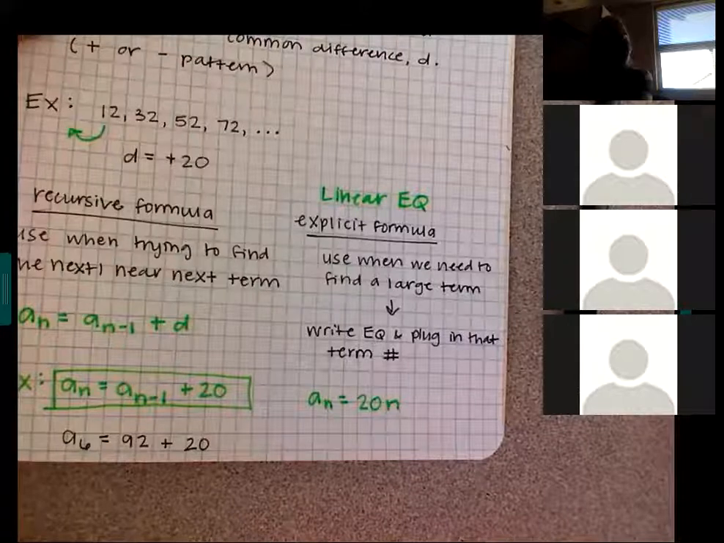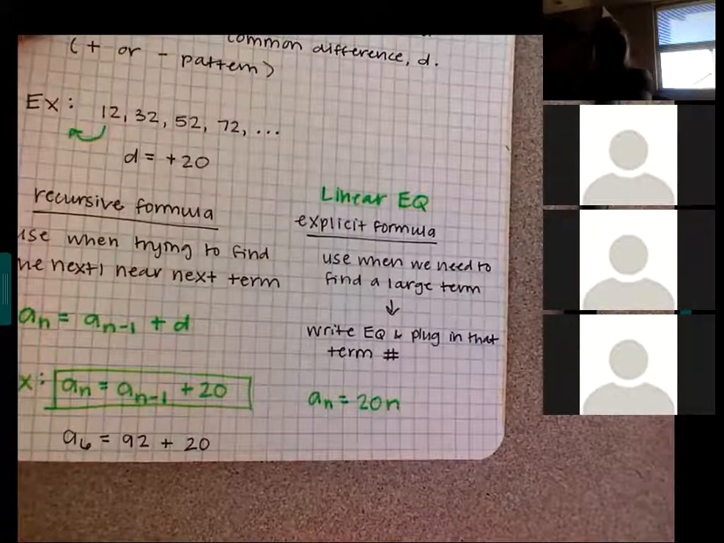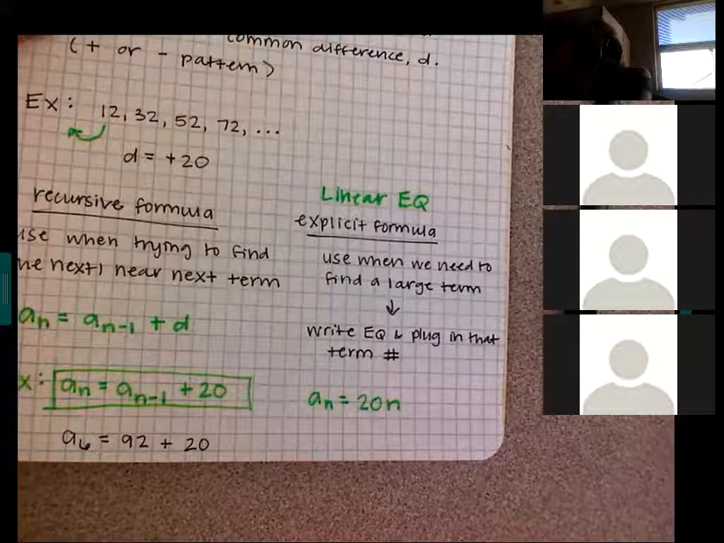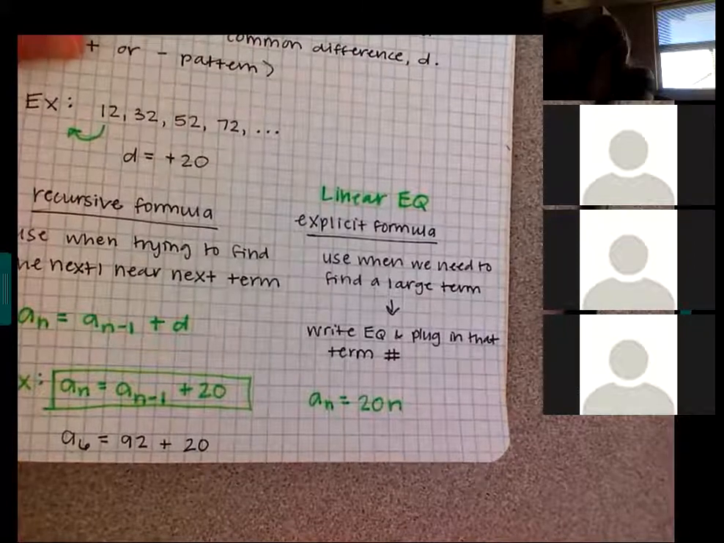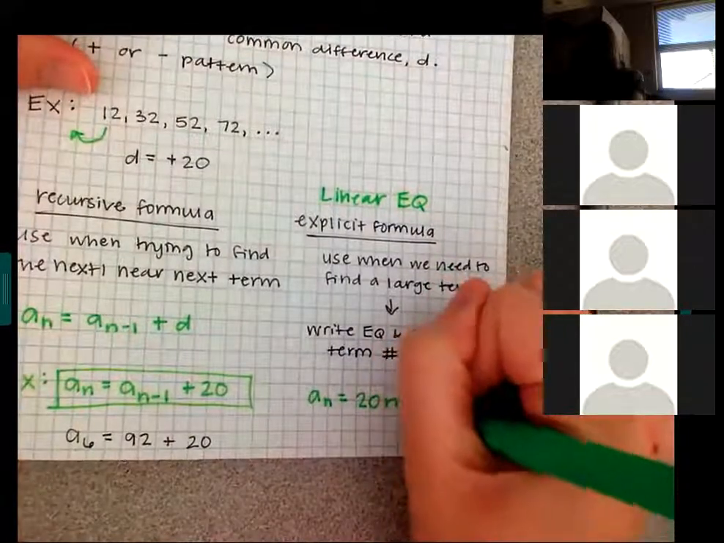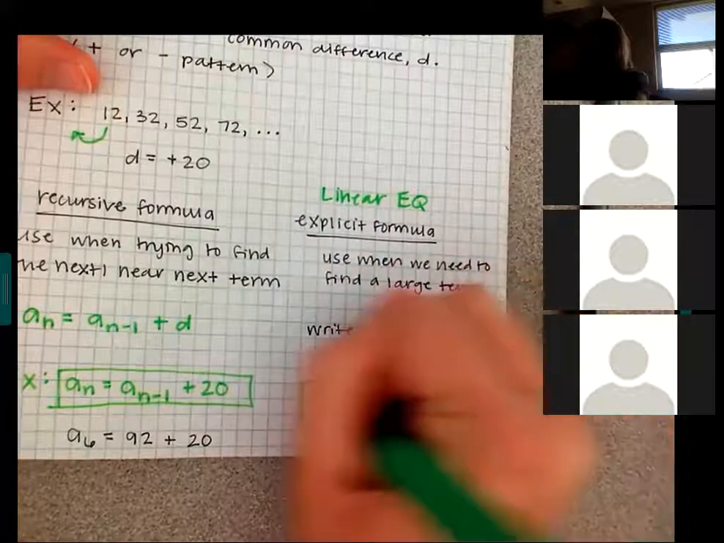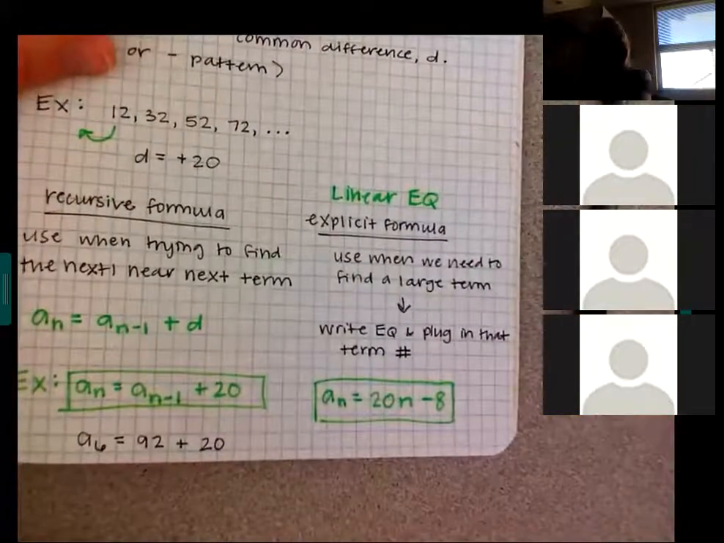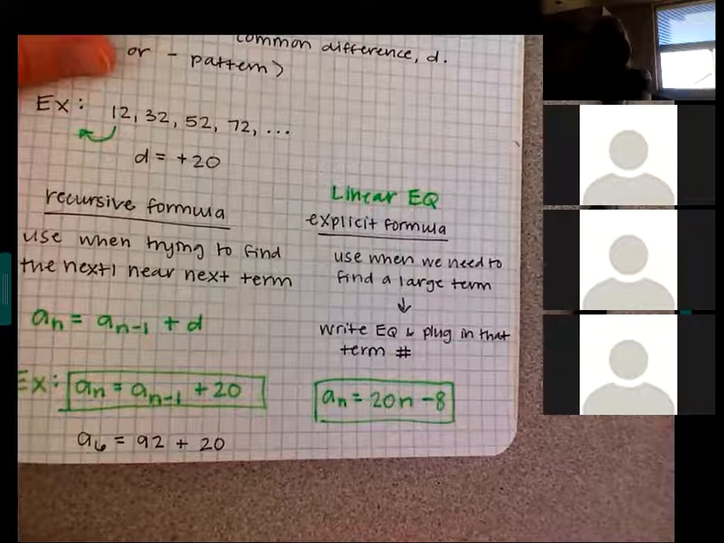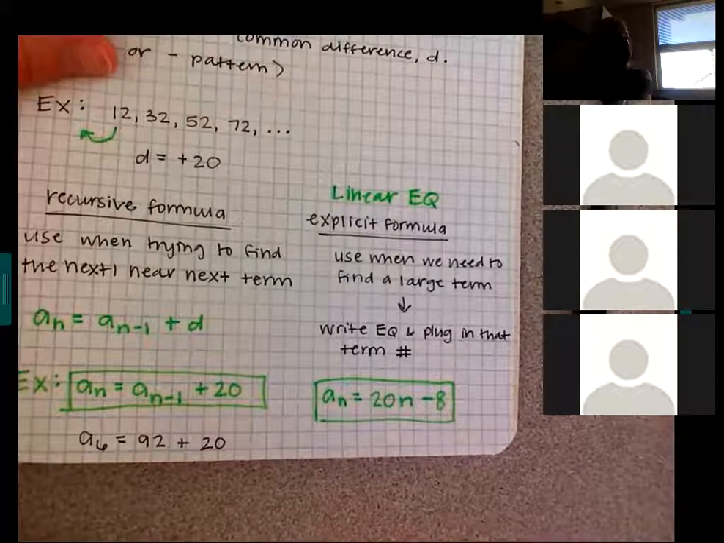-8. How'd you get -8? Good. She worked backwards, subtracted 20 from 12. So a sub 0 in this sequence would be -8. This would be your explicit formula. You're just writing the linear equation that works for that sequence.